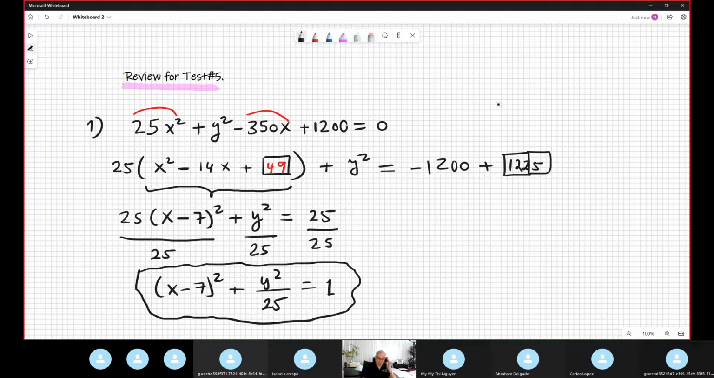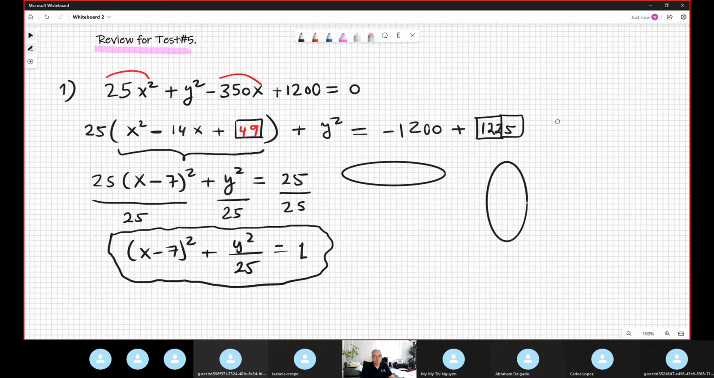Okay, what kind of ellipse do we have? We have an ellipse like that, horizontal or vertical. What do you think? I want to hear opinions. Who is a squared and who is b squared? And of course, who is a and b? Who is a squared? I wait for you.